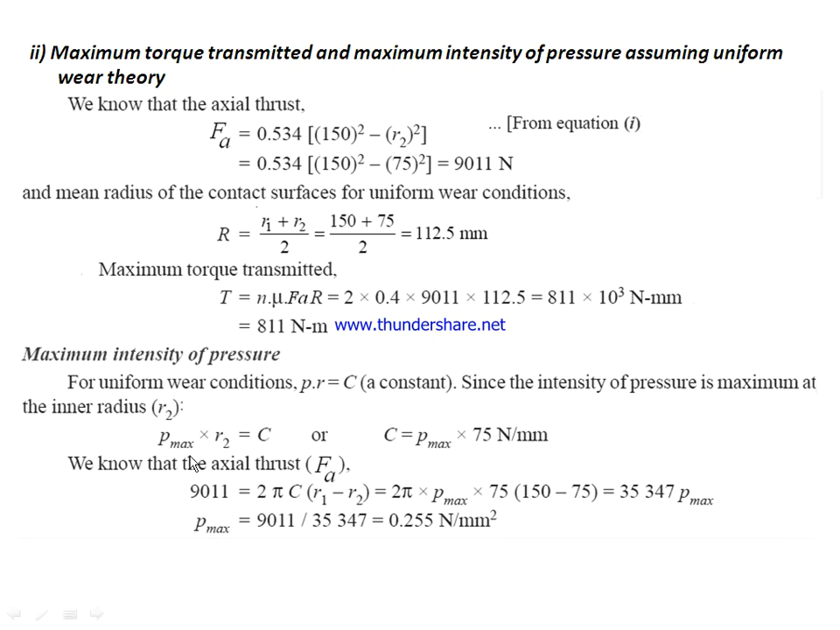Now we know that the axial thrust FA equal to 2 pi C into (R1 minus R2), so FA is 9011 Newton. Substitute all the values here, so hence we get the maximum pressure as 0.255 newton per millimeter square.